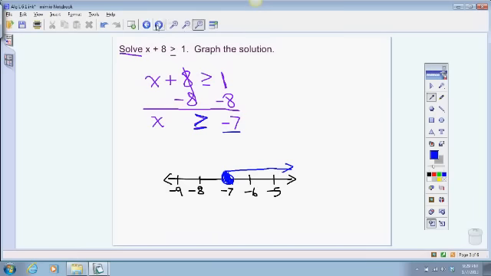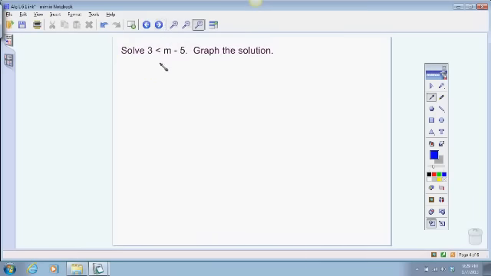Let's look at one more example. Solve 3 is less than m minus 5. Then graph the solution. A lot of times people don't like working with the variable on the right side. And honestly, it doesn't matter. You can still solve this problem.